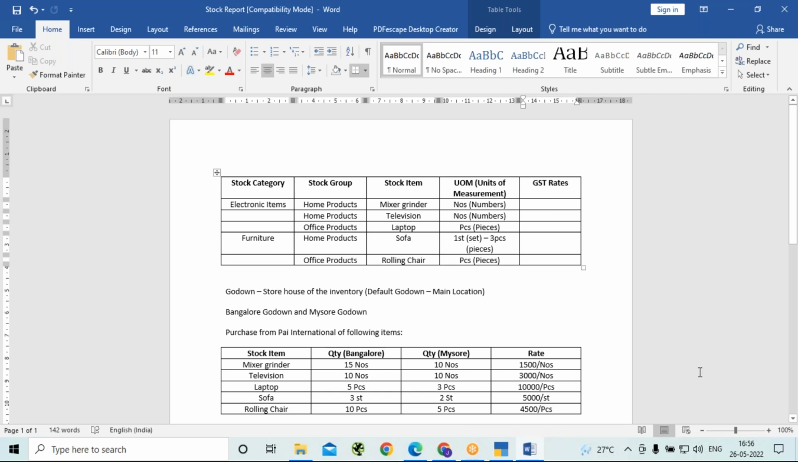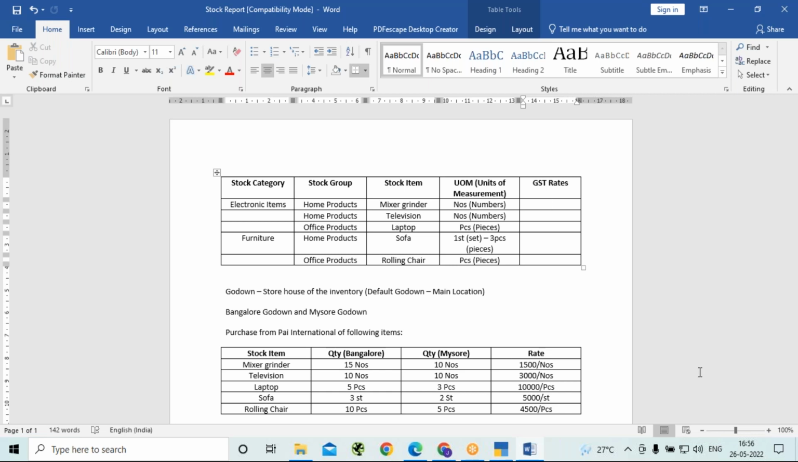What is GST? Can anyone let me know? Have you heard about GST? What is the full form of GST? Goods and Services Tax. Yes. Can I also know from when it has been implemented? 1st July 2017. Very good.